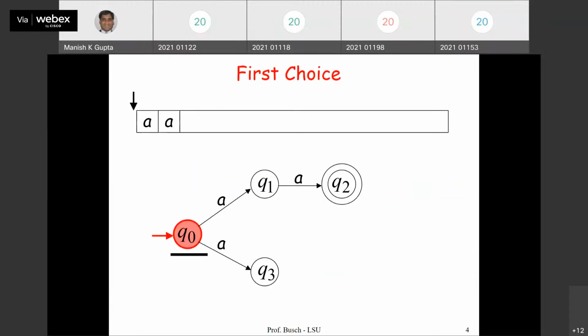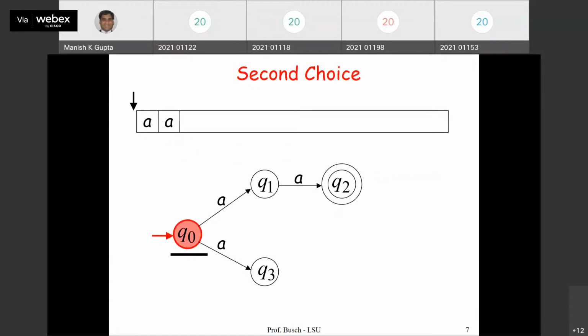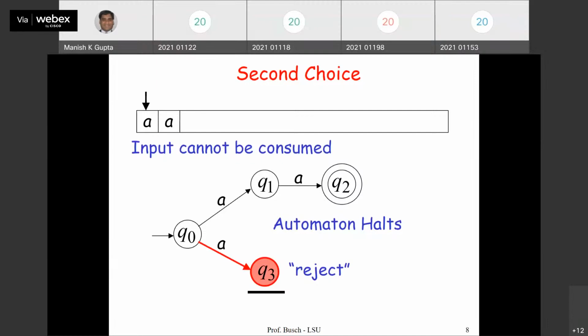So first choice, AA. You go here, you go here. So one path of computation, all input is consumed, and you reach the final state. Fine. Second choice, you read A, and input is not consumed, so you reject. So one choice you accept, one choice you reject.